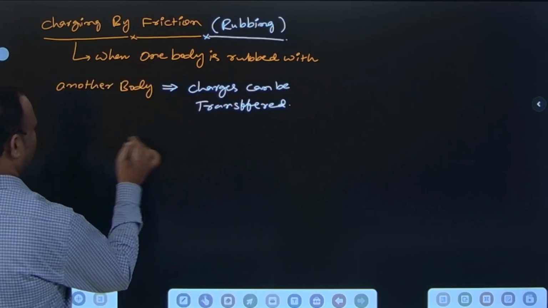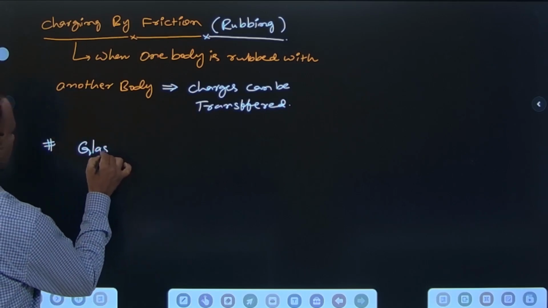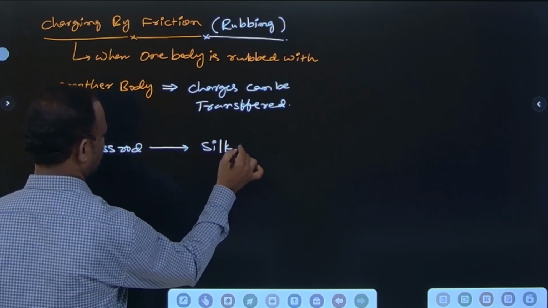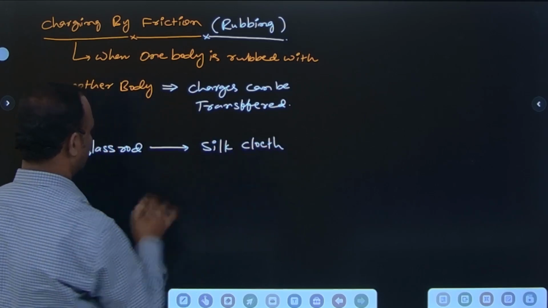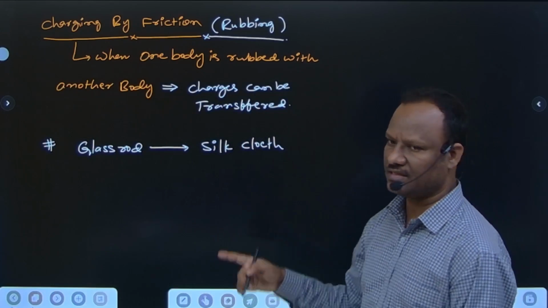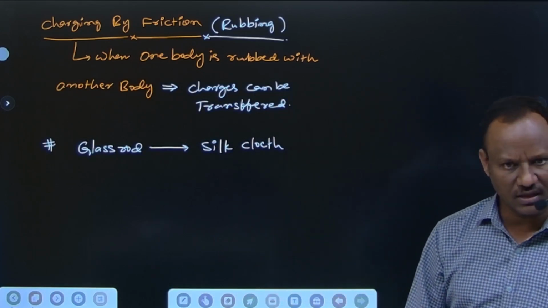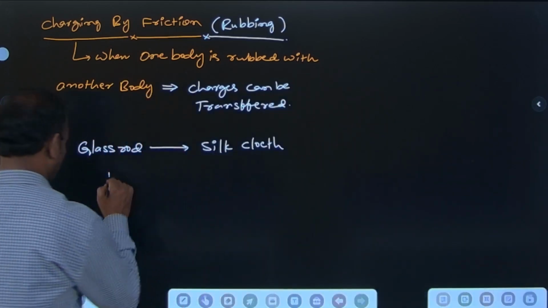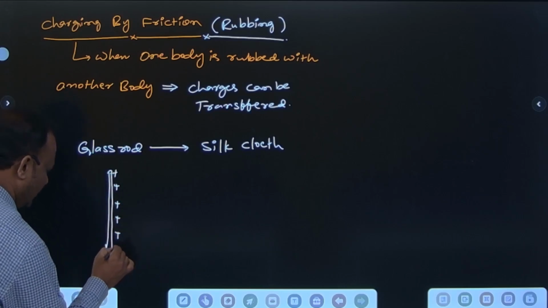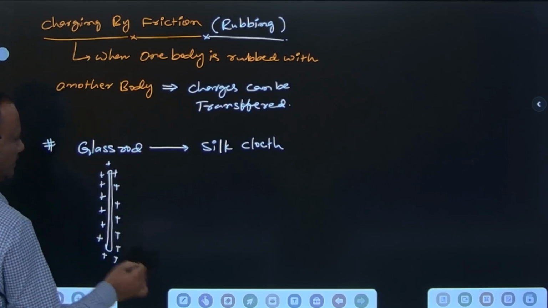For example, I am taking this very first one: a glass rod rubbed with a silk cloth. Not only glass rod and silk cloth, but first let me explain this one. The glass rod has the ability to lose electrons. The silk cloth has the ability to gain electrons. Then the glass rod acquires positive charge after the rub. So after the rubbing, the charges are transferred from here to here.